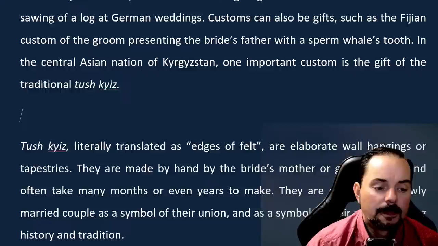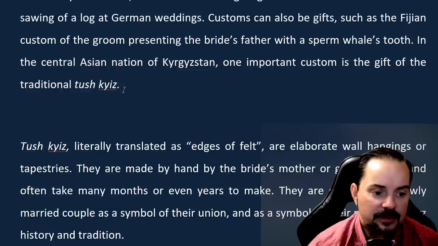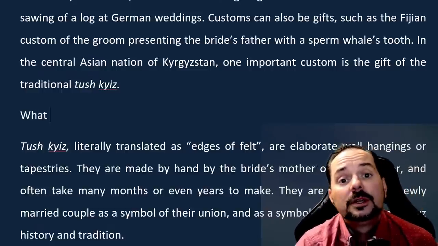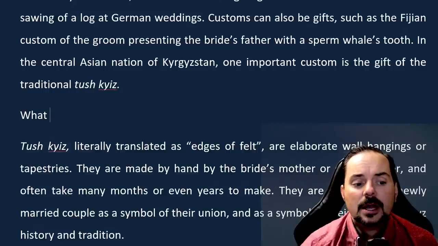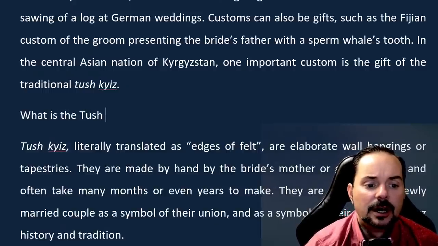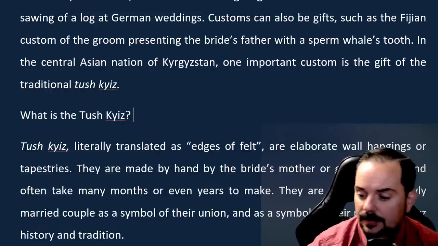Okay, so what is the tush giz, everybody? I just read the introduction. I read it slowly. Hopefully, we read it slowly together and we understand it. So, what is the tush giz?